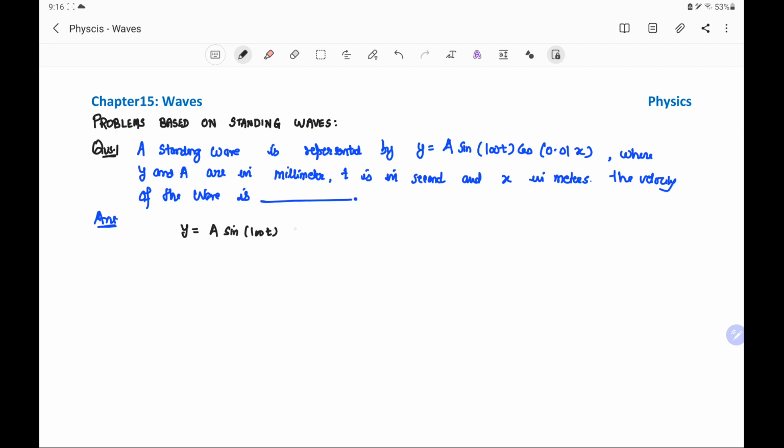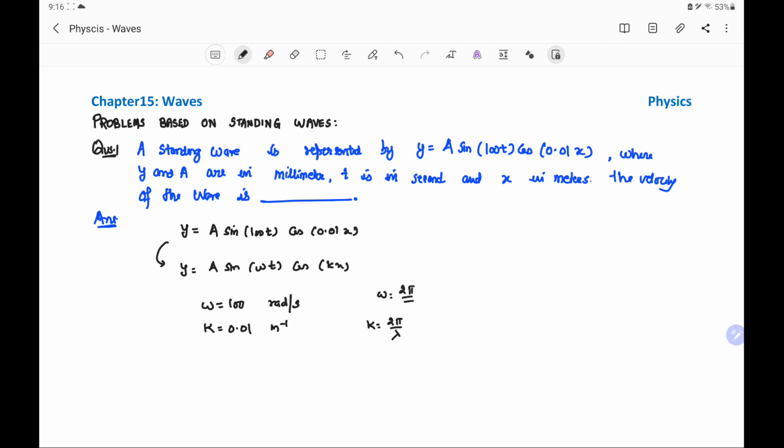The given expression for the standing wave is y equal to a sin 100t into cos 0.01x. We compare this expression with the standard equation of the standing wave, which is a sin omega t into cos kx. Comparing, we have omega equal to 100 and k equal to 0.01. In terms of units, because time is in seconds, omega will be in radian per second, and x is in meters, so k will be in per meter, because we know k equals 2 pi by lambda, and omega is 2 pi by capital T.